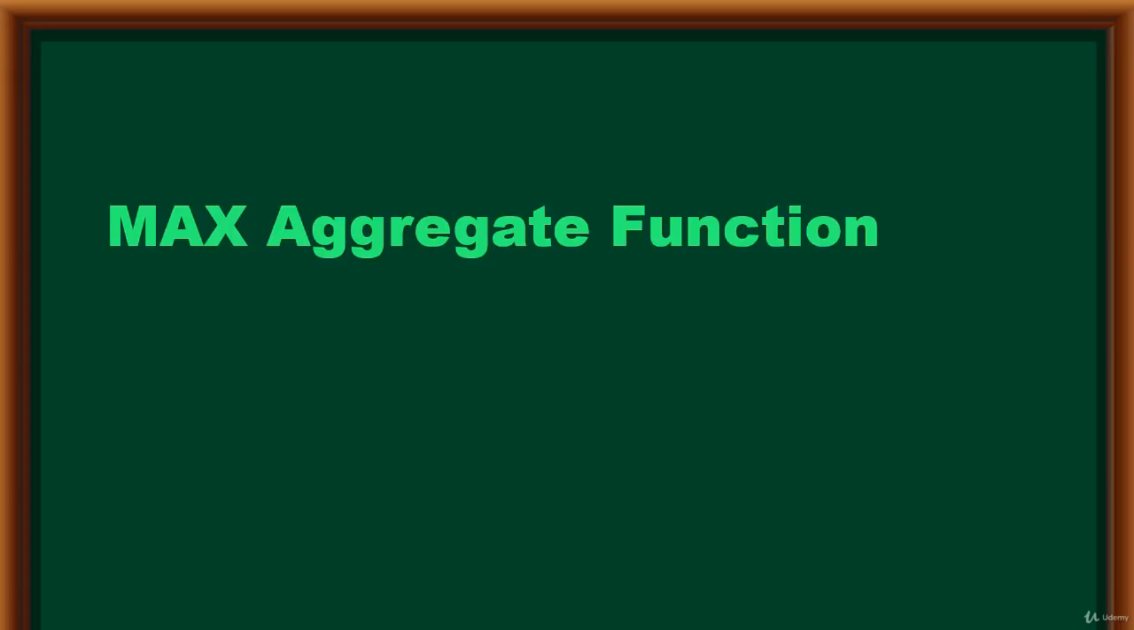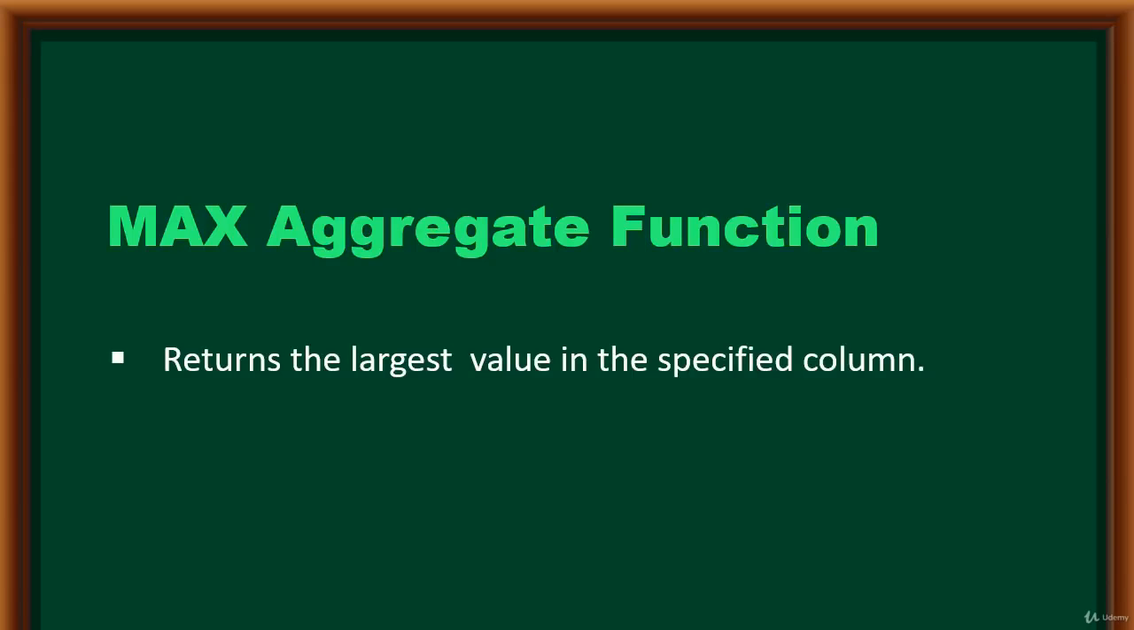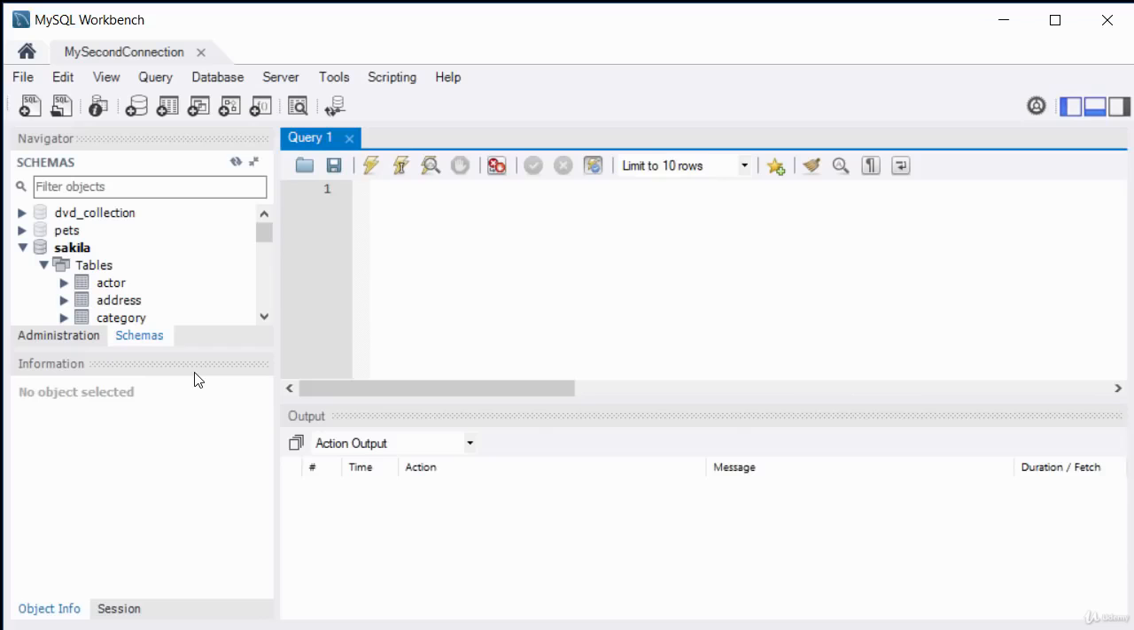The max aggregate function is basically the opposite of the min aggregate function. The max function returns the largest value from the specified table, column, or field. So whereby you have a range of records in a specified column, you can use the max aggregate function to find the largest value within that range.